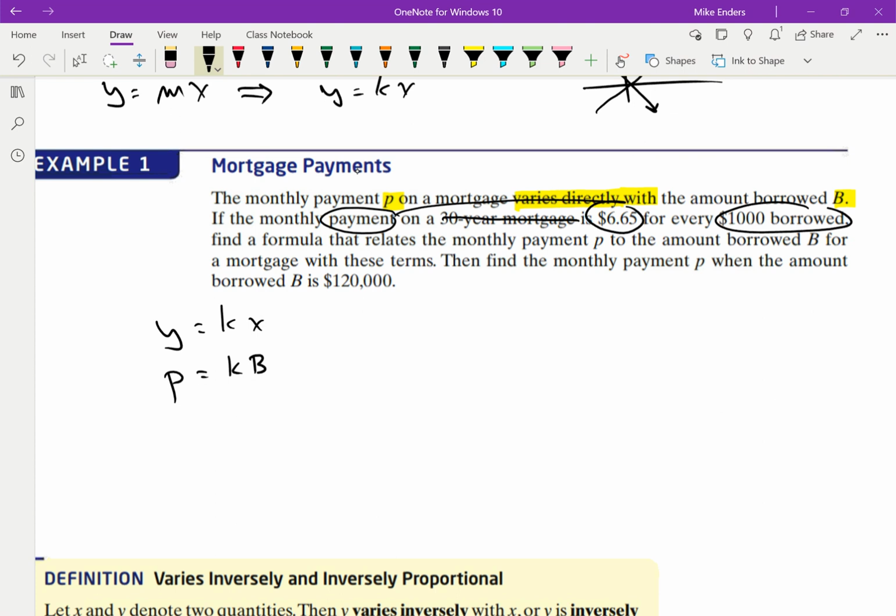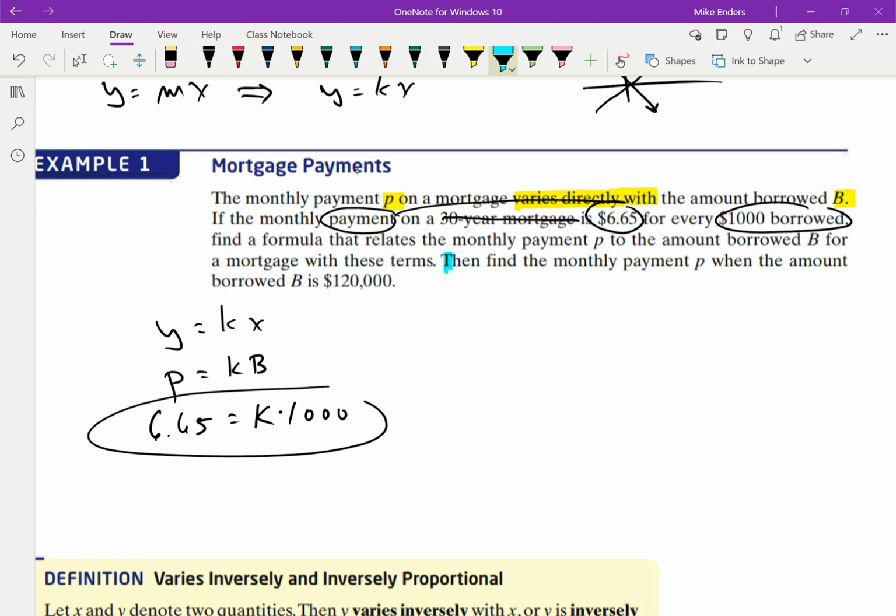So in our question, if the monthly payment is $6.65 for every $1,000 borrowed, find a formula that relates the monthly payment P to the amount borrowed for a mortgage with these terms. So now we're going to take our $6.65, that's our payment, equals k times 1,000. If we're asked to find a formula, that is indeed the formula. That's as far as we need to go. The other thing it says after that is, okay, then find the monthly payment P when the amount borrowed is $120,000. Okay. So let's see.